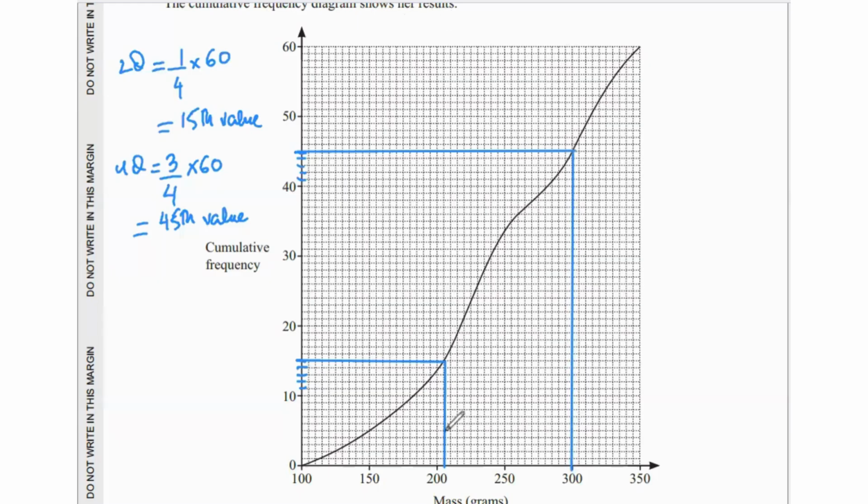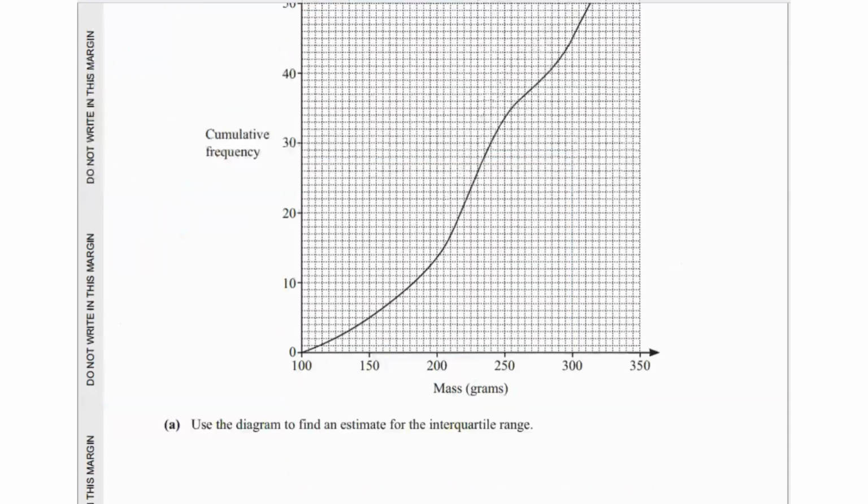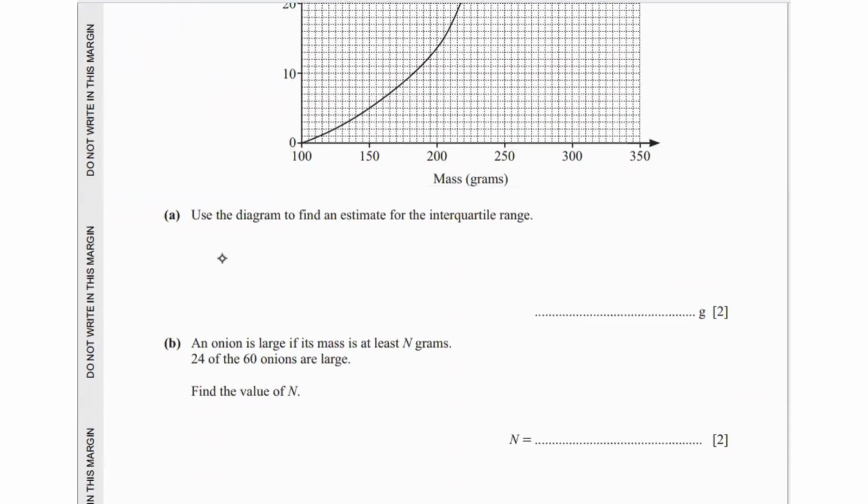So the 15th value is coming out to be 205. And the 45th value is coming out to be 300. So for the interquartile range, you find the difference of 300 and 205. So interquartile range is going to be upper quartile minus lower quartile, which is 300 minus 205. And that gives us a value of.